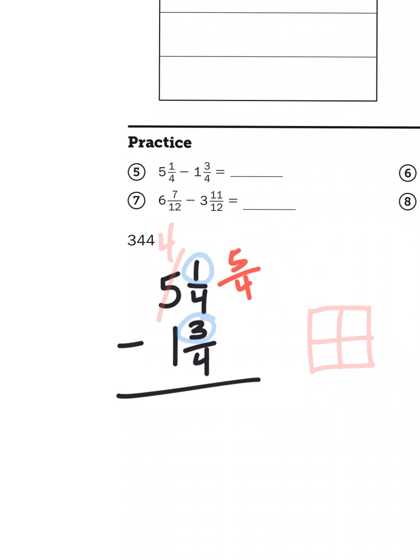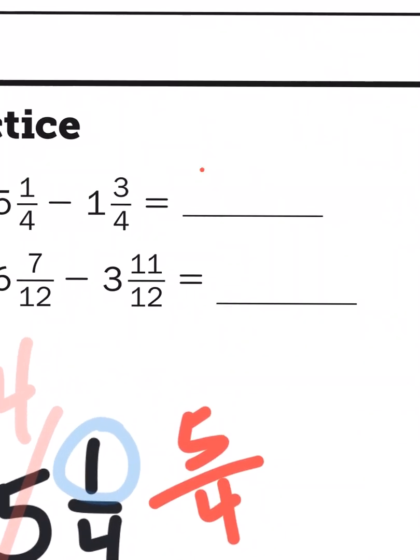Now I just subtract my 3 fourths, or the 3 in the numerator, from my 5 in the numerator of 5 fourths. And of course 5 minus 3 is going to give me 2 fourths. Then I subtract 4 minus 1, and then I'm left with 3 and 2 fourths. That's my answer.